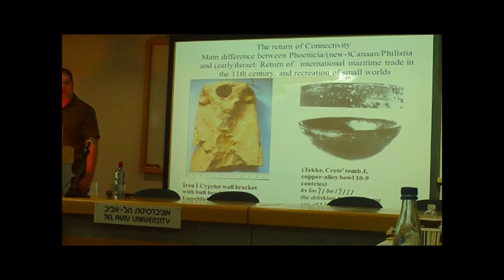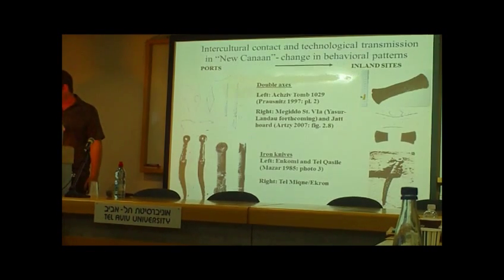Just as an illustration, this thing that everybody has seen so many times, the famous Tekel ballpens of the 10th century, and this was never shown before. This is a Cypriot wall bracket from Achziv of the 11th century. You see the nice wool protons. So you have something connected with Cypriot religion, found in northern Israel, southern Phoenicia.